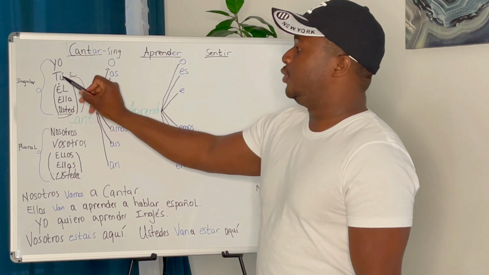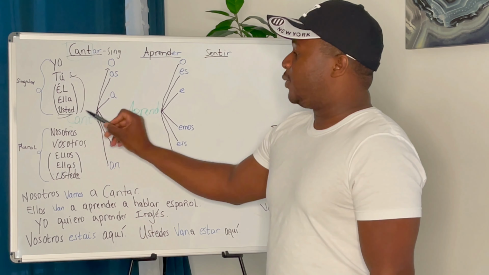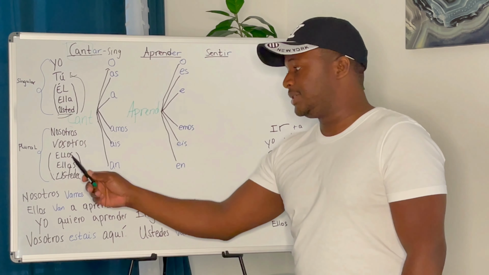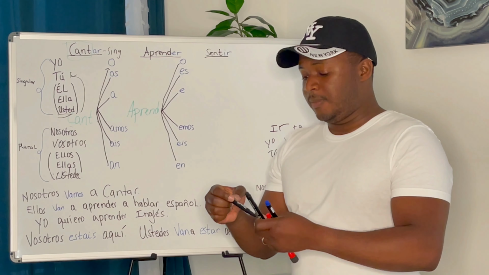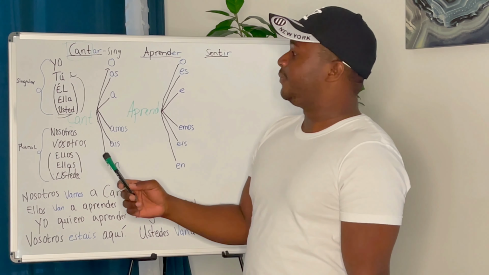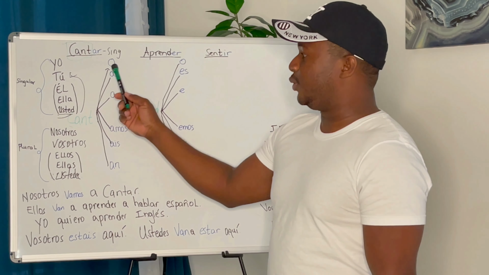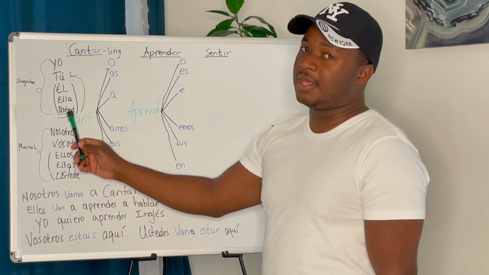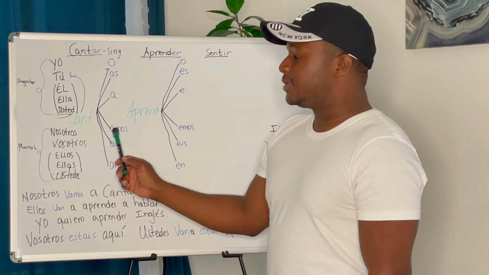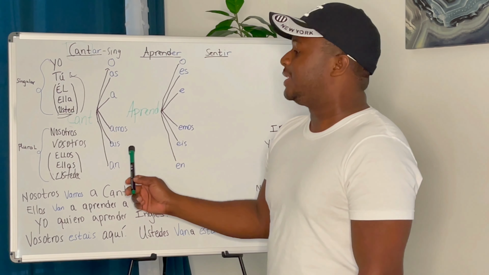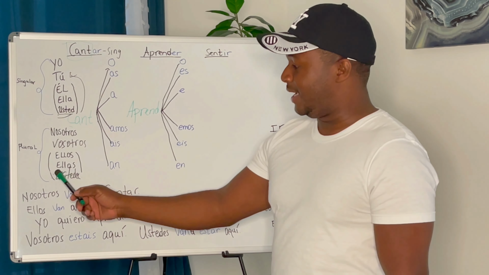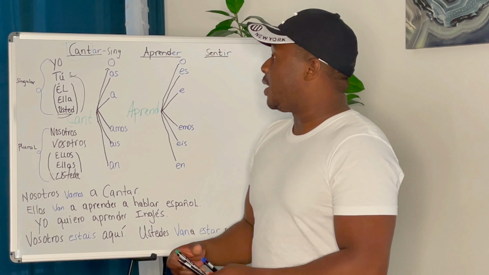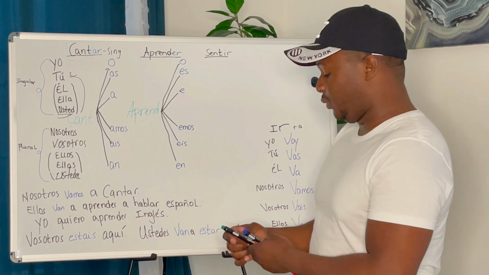For yo is o, tú is as, él, ella, usted is a, and nosotros is amos, vosotros ais. So let's conjugate cantar. That'll be yo canto, tú cantas, él canta, ella canta, usted canta, nosotros cantamos, vosotros cantáis, ellos cantan, ellas cantan, ustedes cantan, okay? So now we're gonna move to the verb aprender, which means to learn, right?